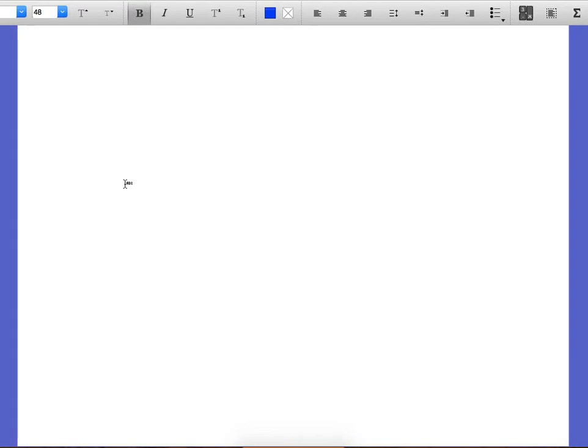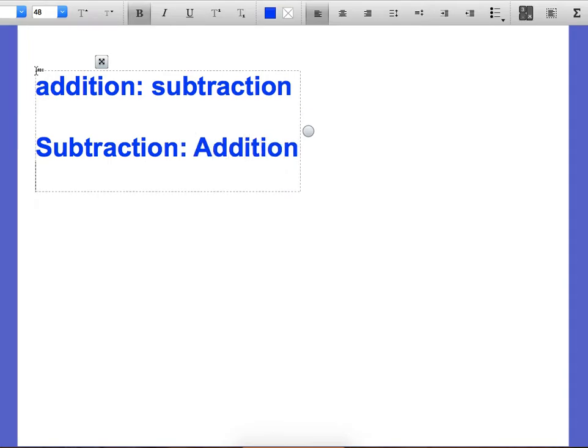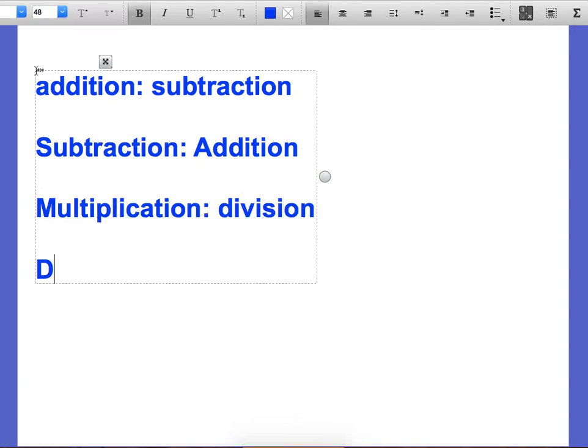Now, when we're solving one-step equations, we look for inverses. So if we're using addition, the inverse would be subtraction. If we have subtraction, the inverse would be addition. If we have multiplication, the inverse would be division. If we have division, the inverse would be multiplication.